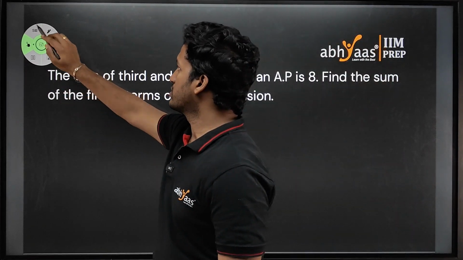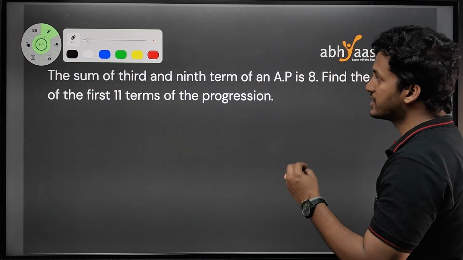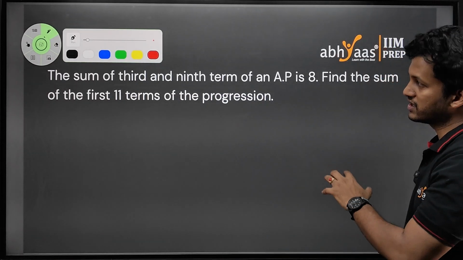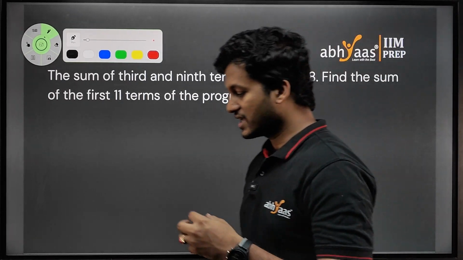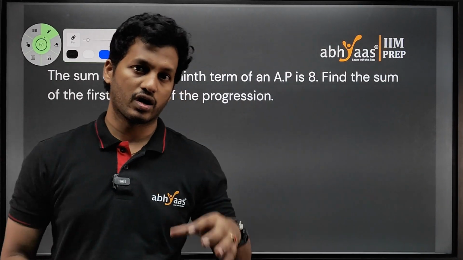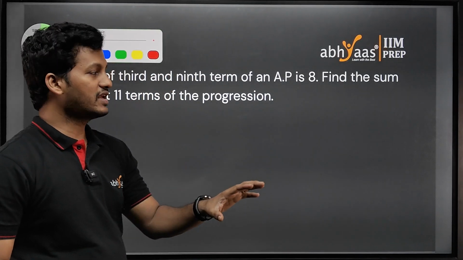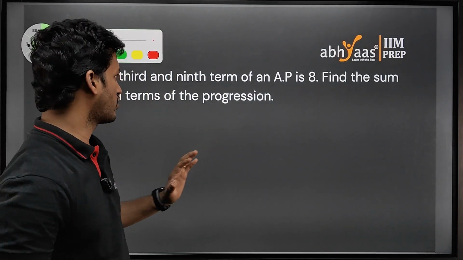Okay, coming to the next question, next model. The sum of the third and ninth term of an AP is 8. Find the sum of the first 11 terms of the progression. So these are the models that were covered in the Indore or Rohtak examination, the other IPMAT examination. So the difficulty level is expected to be in this format only.